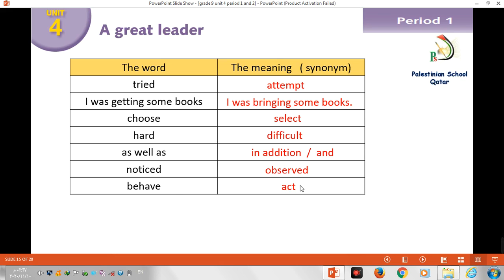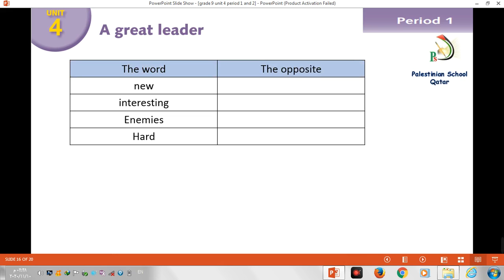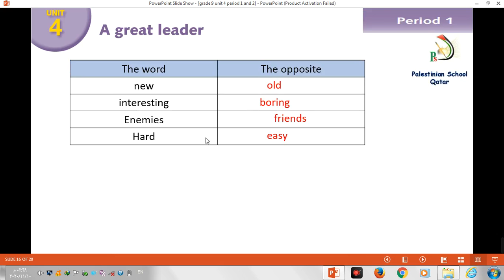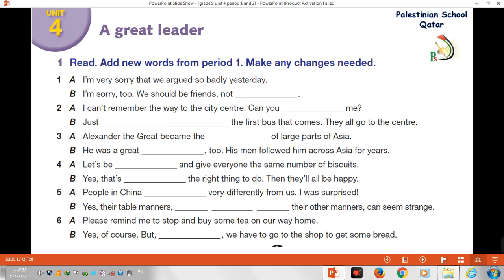Okay, now when we come to the opposite words: new, interesting, enemies, and hard. And these are the opposites for you. So the opposite of new, old. Interesting, the opposite is boring. Enemies, the opposite is friends. While hard, the opposite is easy. Okay, now when we come to the next exercise on the next page, we have the lesson.